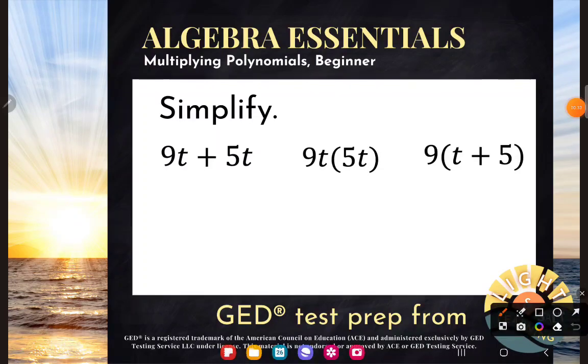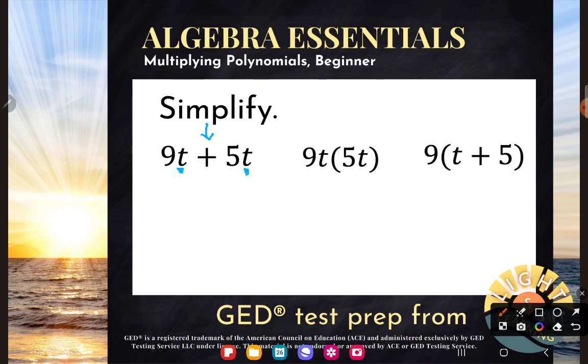Well, I can see what I'm being asked to do here with 9t and 5t. This sign here tells me they're adding. And remember, we can only combine, that means add and subtract, like terms. That means the variable is the same. And we can see these are like terms. This is a t, and this is a t.